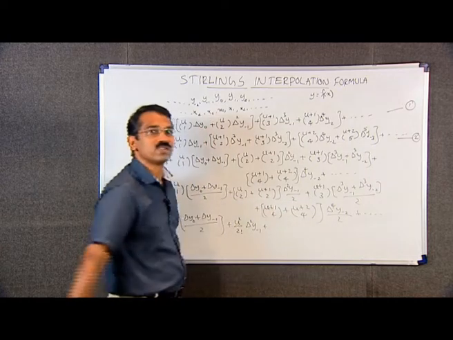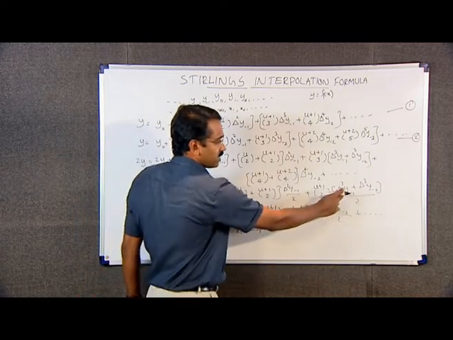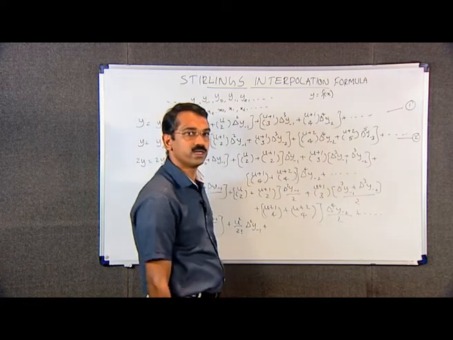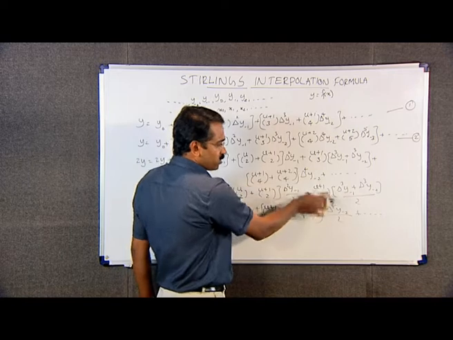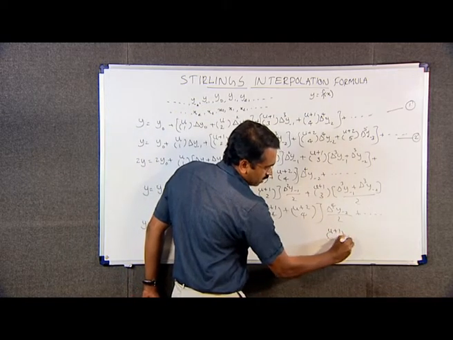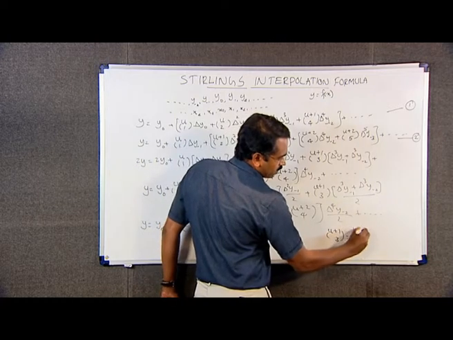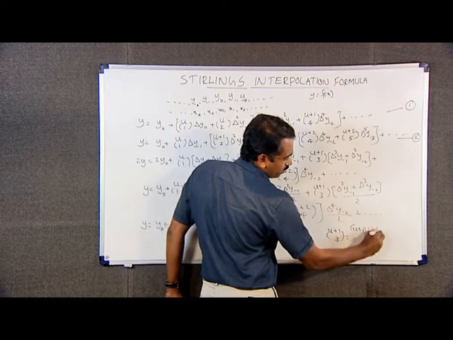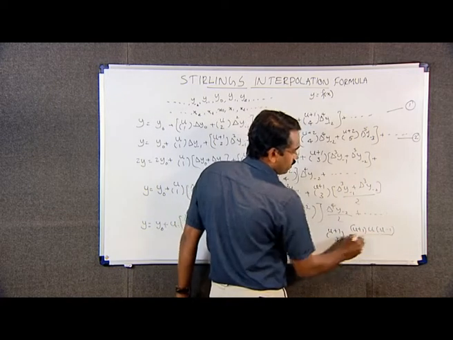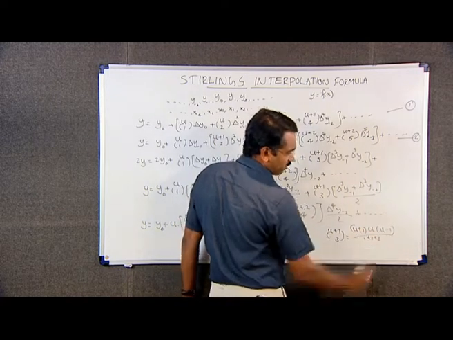u plus 1 c3 into delta cube y minus 1 plus delta cube y minus 2 divided by 2. This u plus 1 c3 is equal to u plus 1 into u into u minus 1 divided by 1 into 2 into 3 or 3 factorial.